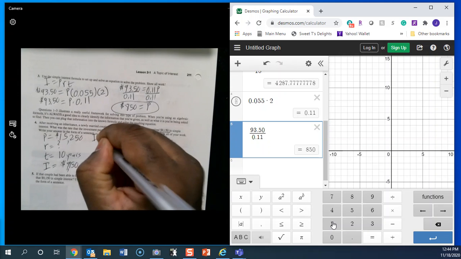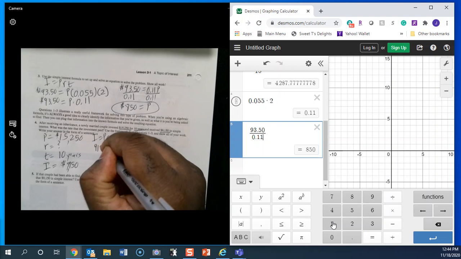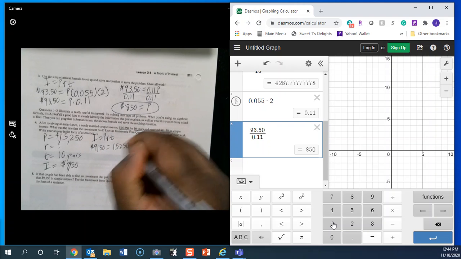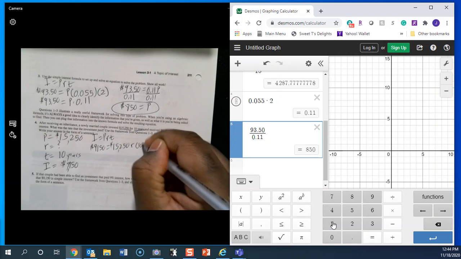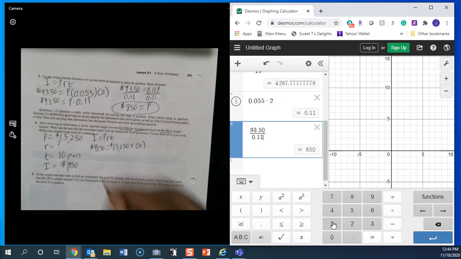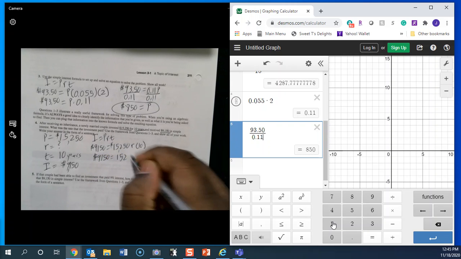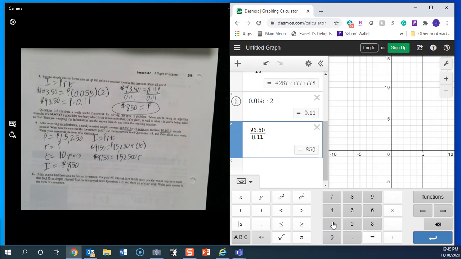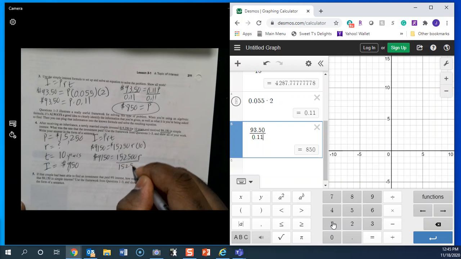So we add interest is equal to principal times rate times time. The interest is $9,150. The principal is $15,250. The rate we don't know, and the time is 10 years. So if we multiply this here, this will give us 152,500 times the rate. Now, we divide each side by 152,500.